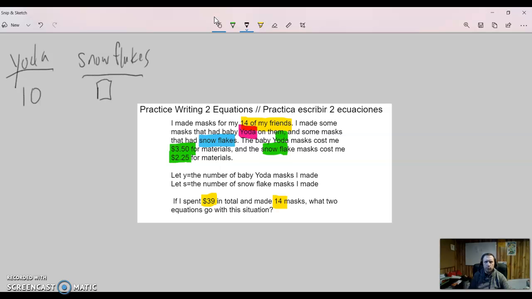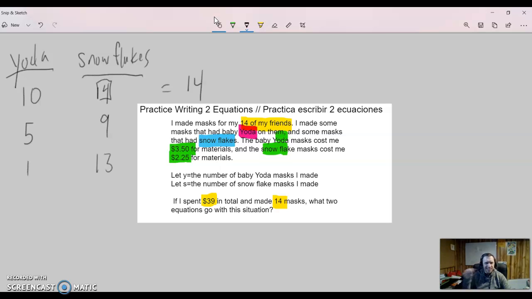Okay, I made masks for 14 of my friends. 14 masks. So I know these two together have to equal 14. So if I had 10 Yoda, I would have 4 snowflake. If I had 5 Yoda, I would have 14 minus 5. That's 9. Okay, if I had 1 Yoda, I would have 13.